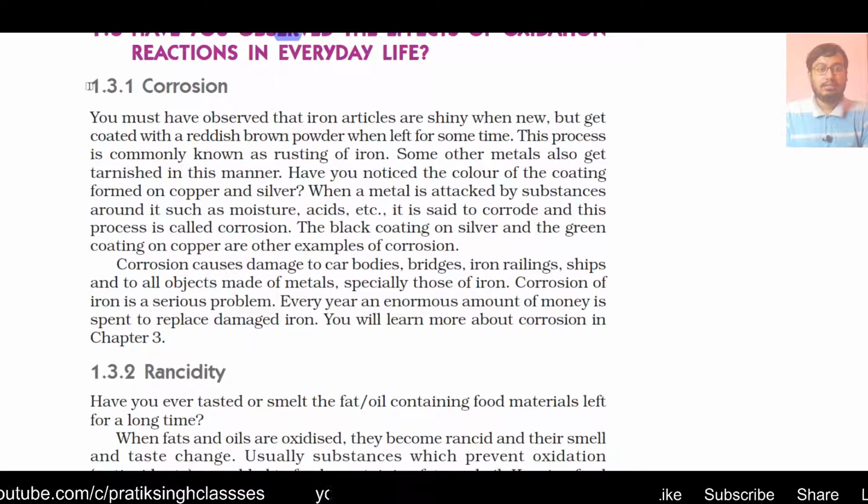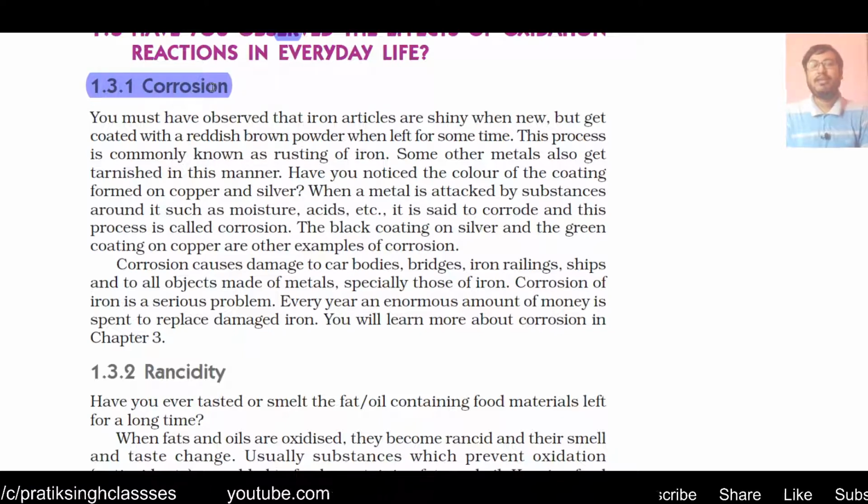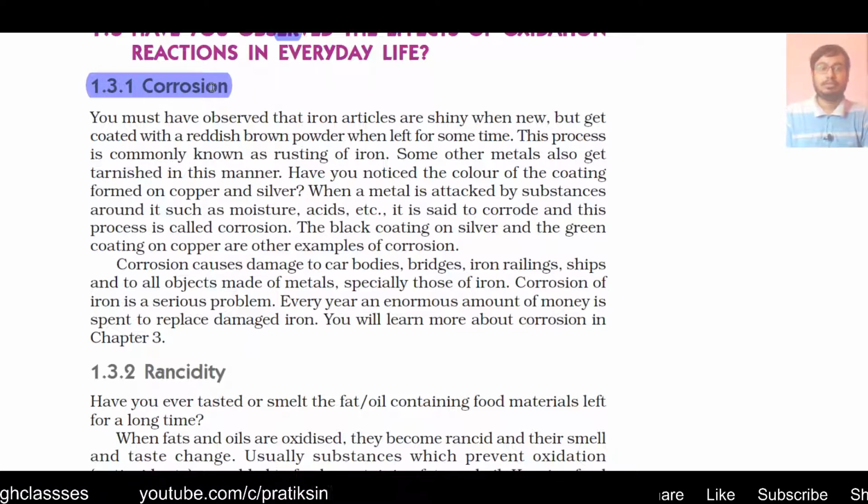Corrosion. You have already seen that objects made of iron get rusted, and not only iron, cobalt also, zinc also, get rusted. Why does it happen? Then copper vessels, when they become old, get a blackish color. Why does that happen? All of those are caused by corrosion.